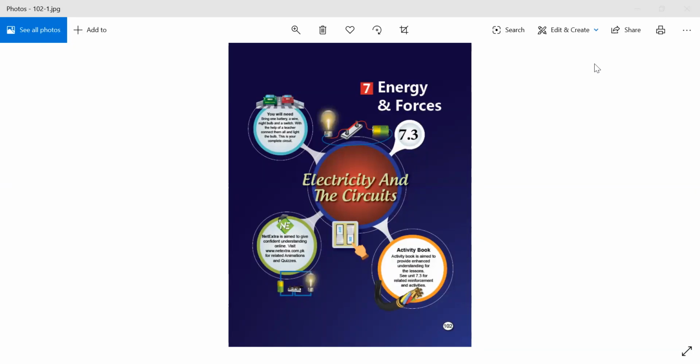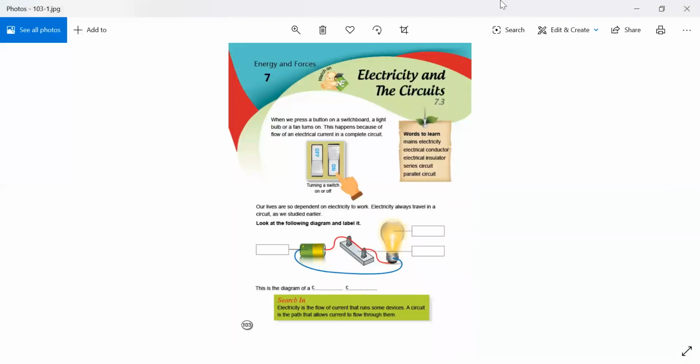Today we are going to study chapter 7, Energy and Forces. It's lesson 7.3, Electricity and the Circuits. So students, this is in your book, page number 102. So let's start lesson 7.3. Everyone open page number 103.